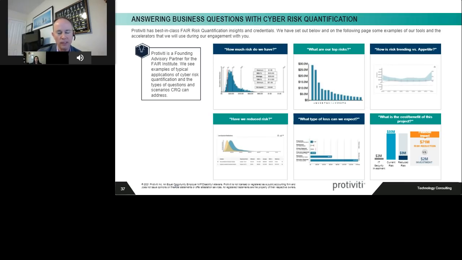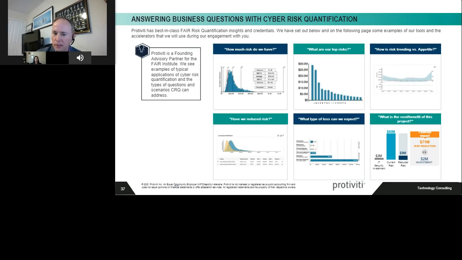In the bottom, we can talk about what types of losses we can expect: productivity, response cost, replacement costs. These are all the primary costs that we would quantify within the FAIR model. The secondary costs are things like reputation and lost business value, fines and judgments, and things like that might come around, which are the big events. And we can also look at cost benefits of projects.